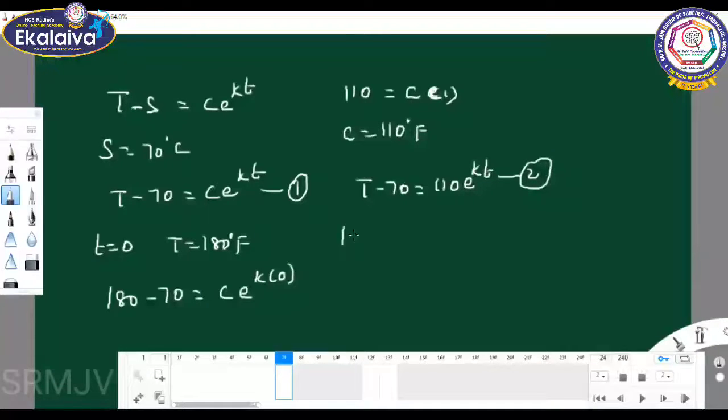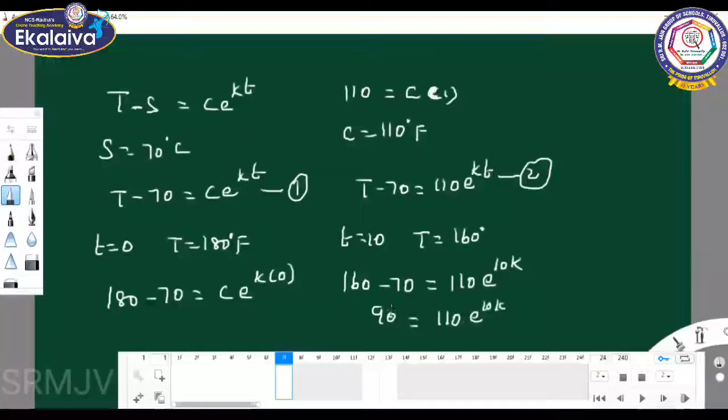After 10 minutes, what is the temperature? Temperature equal to 160 degrees. So 160 minus 70 equal to 110 e power 10k. So this value is 90 equal to 110 e power 10k. So the 10 gets cancelled. e power 10k equal to 9 by 11.